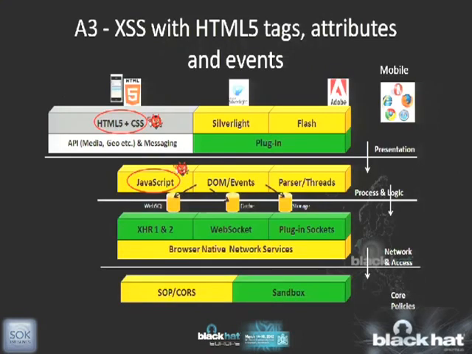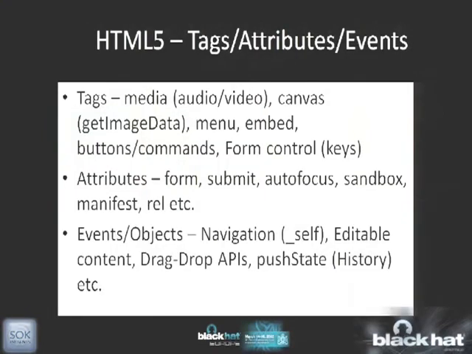The third attack vector is a typical XSS vector, which is HTML5 tags. HTML5 has a lot of new tags, attributes, and events. You have tags like media, canvas, menu, embedded buttons, commands, form controls, and so on. You have new attributes added in forms, like submit, autofocus, sandbox, manifest, and so on. And then you have event objects, which are navigate, editable, content, drag and drop APIs, and so on.